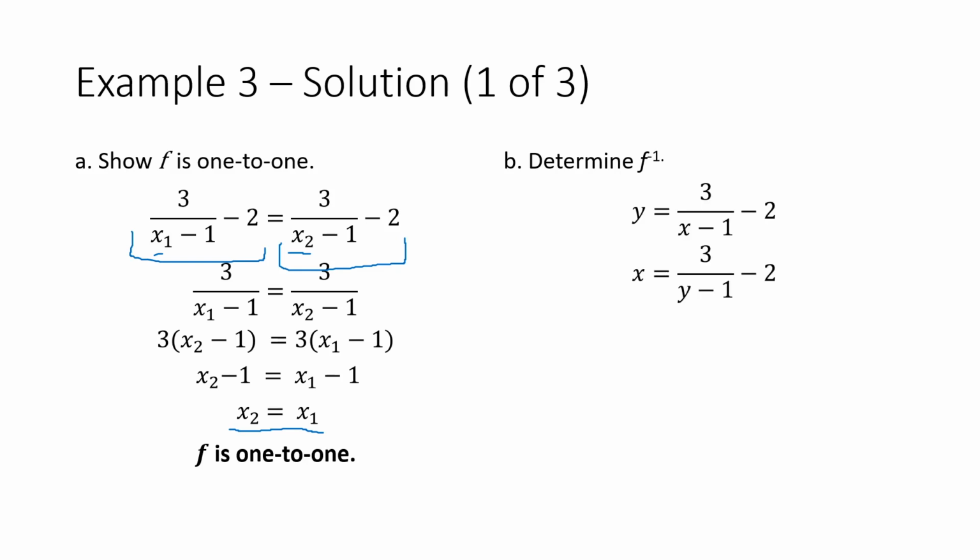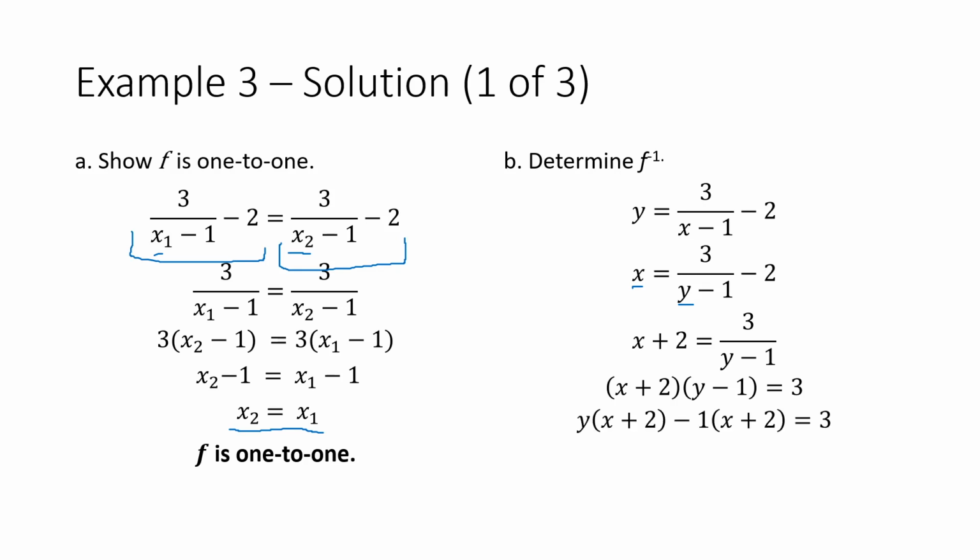We write y equals, replace the x's with y's and y's with x's. So this is where we swapped. Excuse me, and then solve for y. So multiply both sides by this. Actually, add 2 first. It's probably easier. Add 2 to the left side, and then multiply both sides by y minus 1. Then, to solve for y, divide both sides by x plus 2.